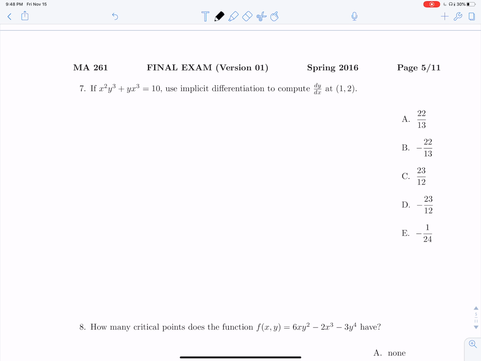Okay, question 7, we're using implicit differentiation here to compute dy, or partial y partial x.